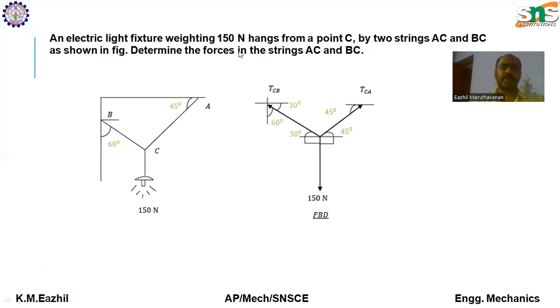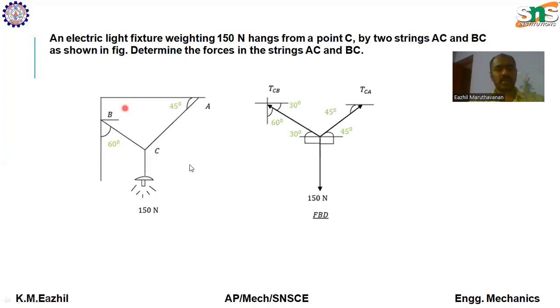An electric light fixture weighing 150 Newton hangs from a point C. Two strings AC and BC as shown in the figure. Determine the forces in the string AC and BC. This was the question. Here, we have to understand the question first before solving the problem.